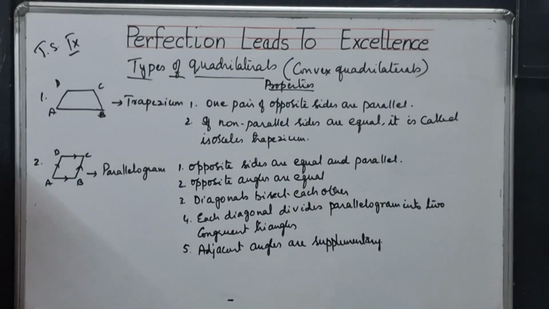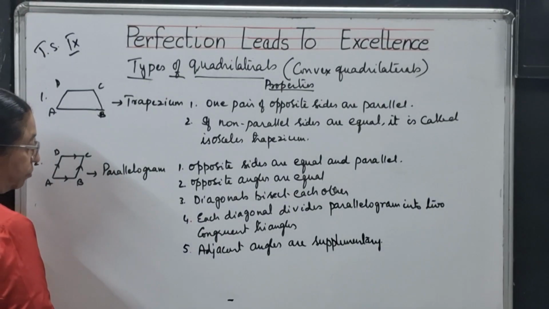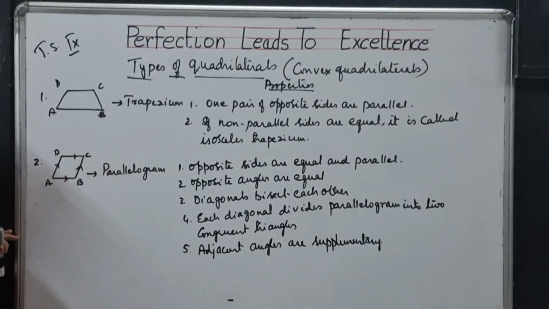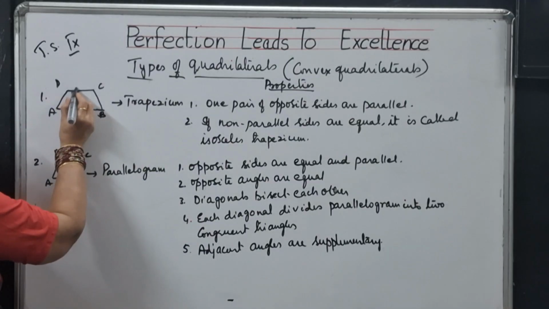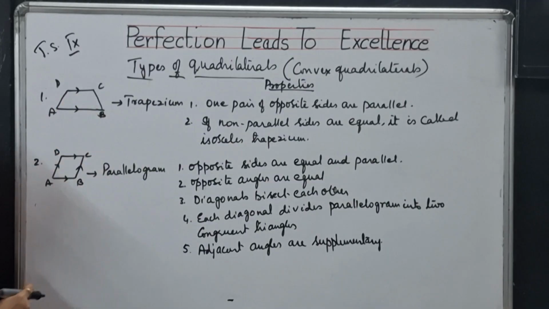Now we'll talk about different types of quadrilaterals, children. In the bracket I have written convex quadrilaterals, because I have already told you that there are concave and convex. So in convex we have still more different figures. One by one we will do. The first one is the trapezium. The figure is like this, trapezium.